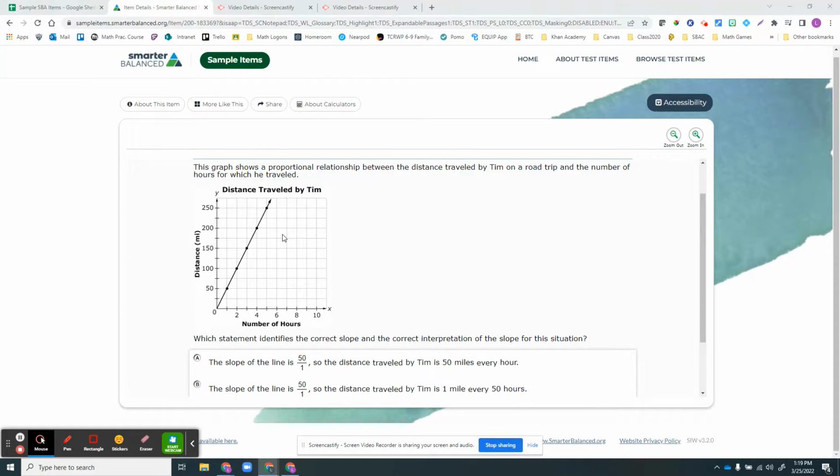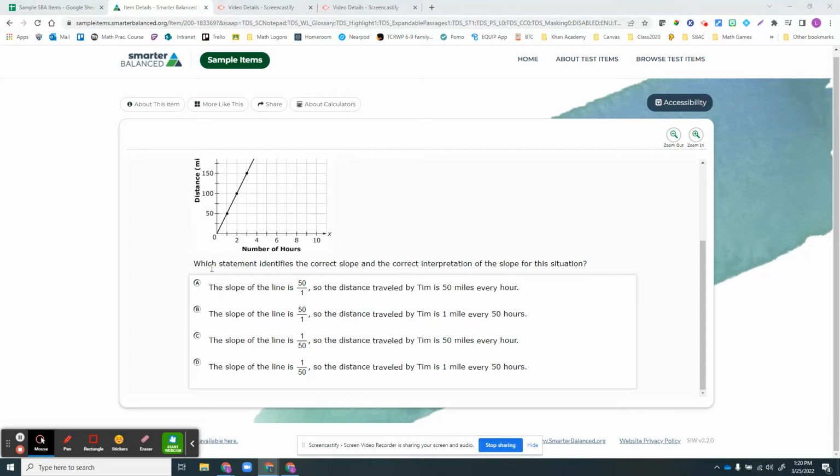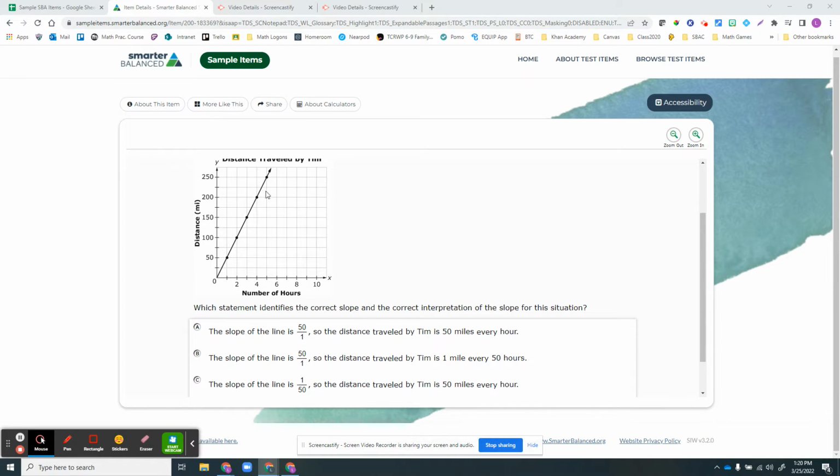I really want you to spend a little bit of time looking at the graph, looking at the labels, right? And what the intervals are. Important information. So the distance traveled by Tim, distance in miles, so we've got like 50, 100, 150, 200, 250. And then here on the x-axis, we've got the number of hours. Which statement identifies the correct slopes? We're looking at slope. How steep is the slope? And the correct interpretation of the slope for this situation.